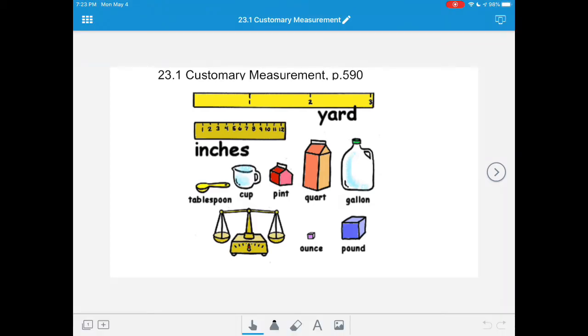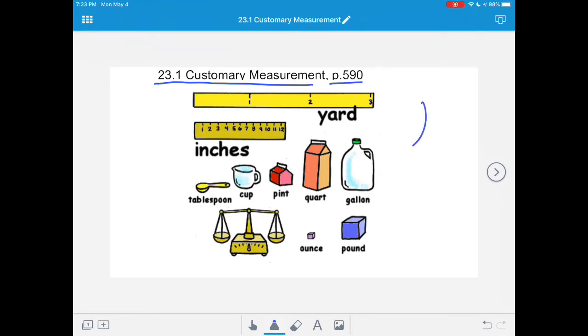Today we'll be starting chapter 23. This chapter is all about measurement. We're going to be talking about customary measurement today. Please take out your math journals and label them 23.1 customary measurement. You can open up your textbooks to page 590.